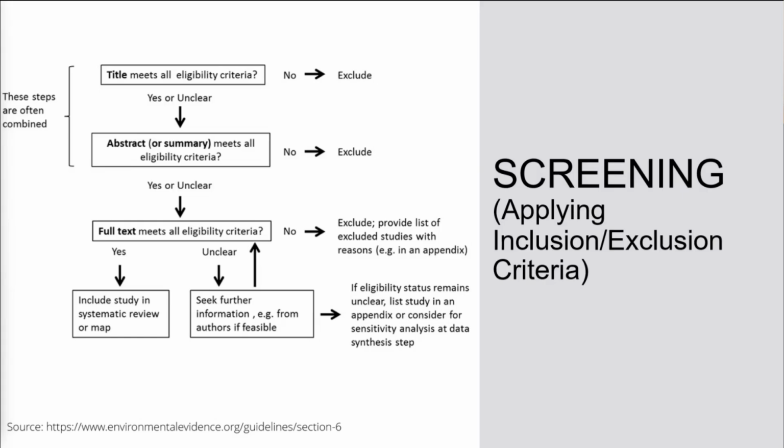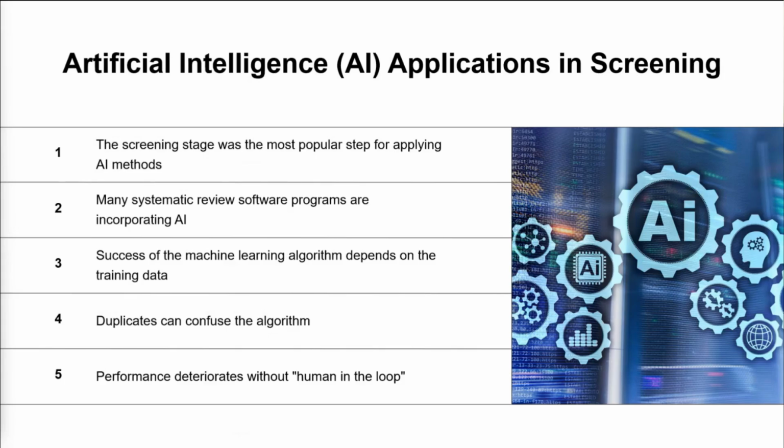In the screening stage, you're going to have to keep track of all your screening decisions. A lot of people also use systematic review software, which helps you streamline the process. It helps you deduplicate, keeps track of your screening decisions, and manages your data by having data extraction forms.